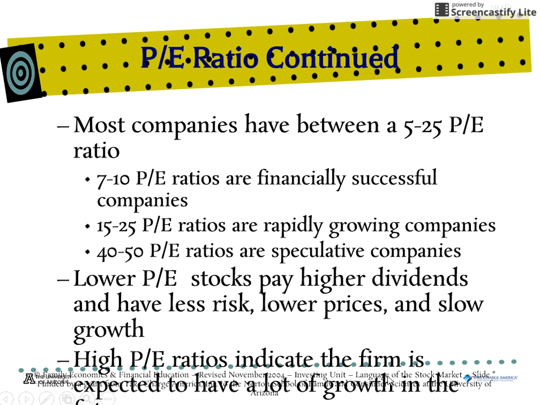So going back to this, companies with a 7 to 10 PE ratio are financially successful companies. A 15 to 25 PE ratio are rapidly growing companies, and 40 to 50 are speculative companies. So the lower the PE ratio, the higher the dividends, with less risk, lower stock prices, and slow growth, whereas a high PE ratio indicates the firm is expected to grow a lot in the future.